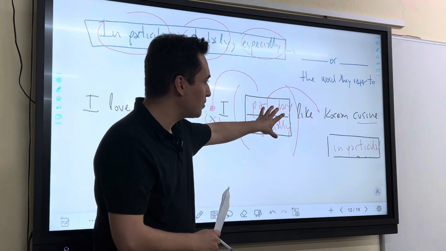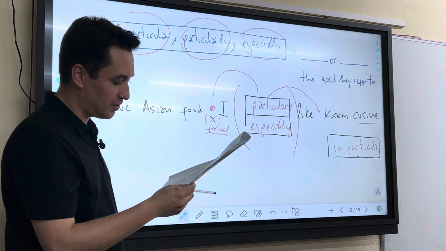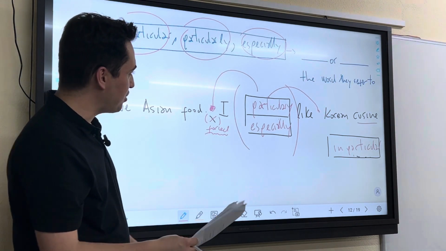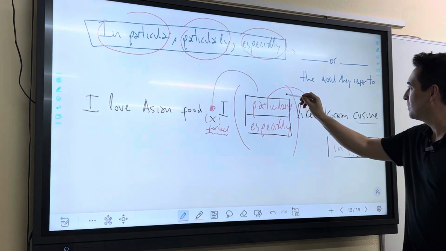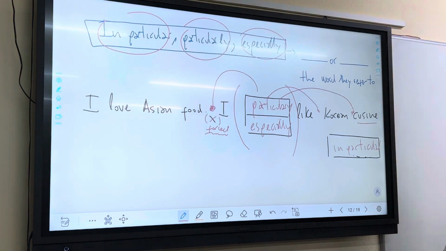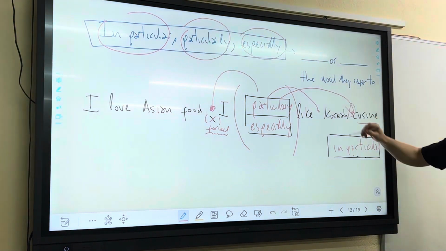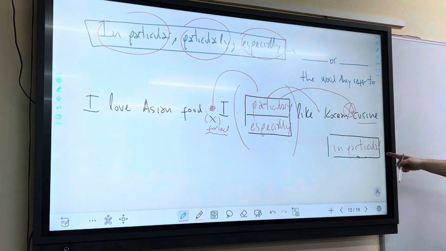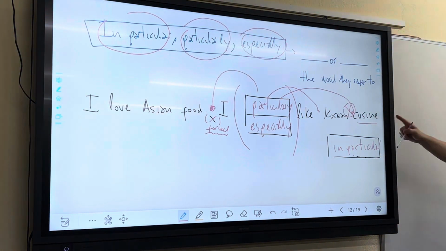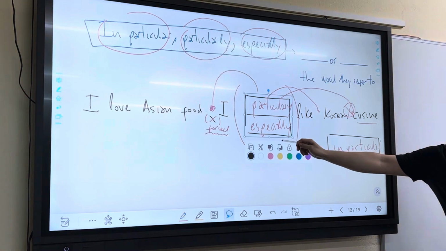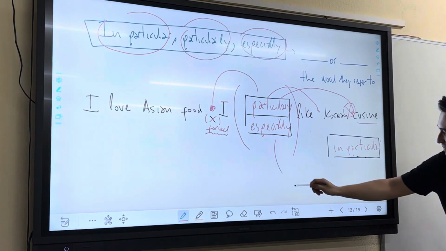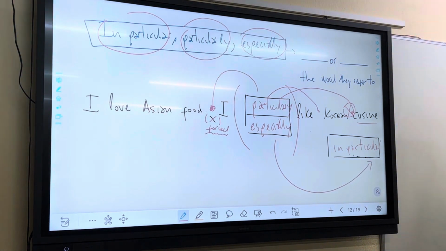A little bit forced, okay? I recommend you to use it in mid position. All right, can you move it here? I like Korean particularly. No. No, you can't. In particular, can you, okay, wait, can you move these ones at the end? I like Korean cuisine particularly. I like Korean cuisine especially.